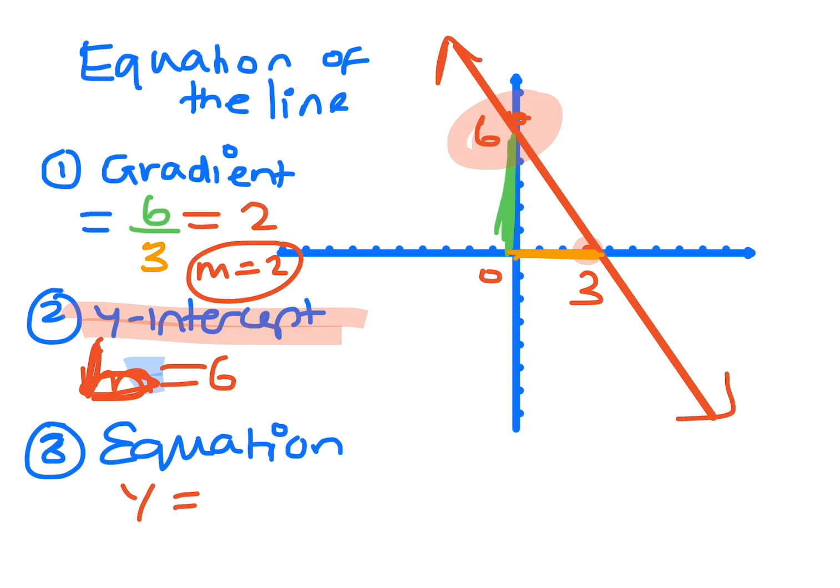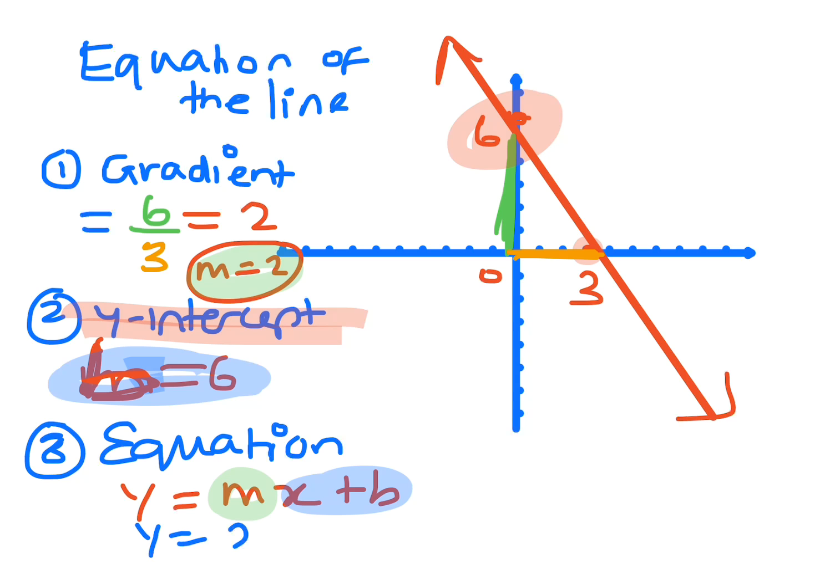Now the equation, the y-intercept is b. Y equals mx plus b. So that's the y-intercept. That's going to go in place of the b. And the gradient, which is the 2, has to go in place of the m. So put it all into this equation. Y equals m, which is 2, times the x, plus the y-intercept, which is the 6, because that's where it cuts the axis.